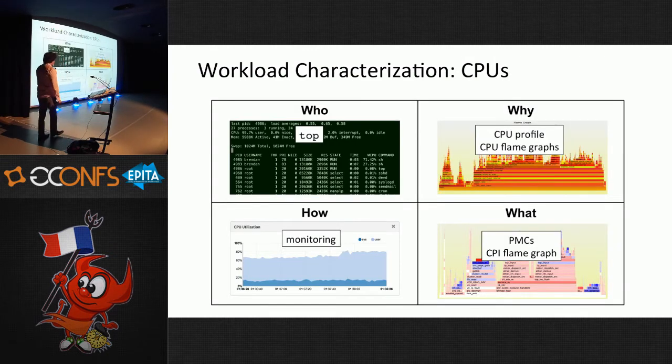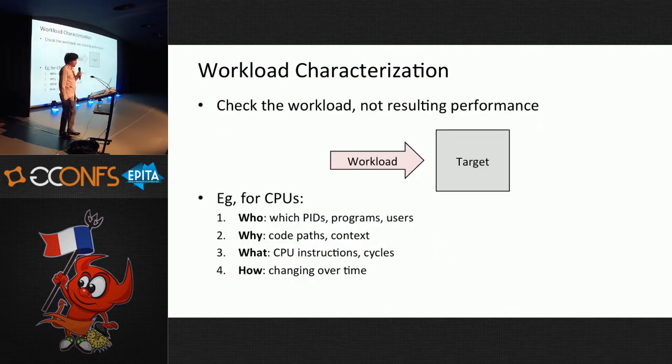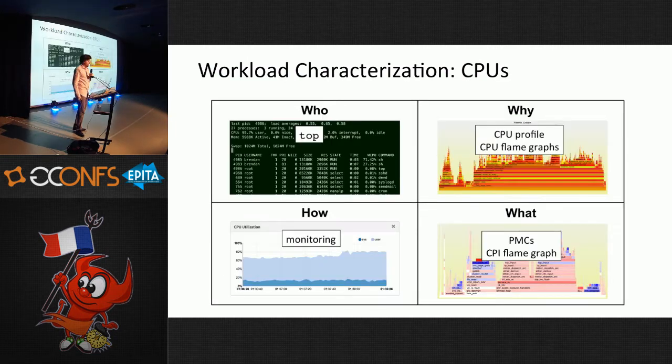Now, for workload characterization, to drill into this a little bit more, for CPUs, I can break it up into 4 components, which are listed here. Who is using the CPUs? Why: the code paths and context? What: the CPU cycles and instructions, what's it actually doing on the CPU? And how's that changing over time? And we can answer them fairly well.